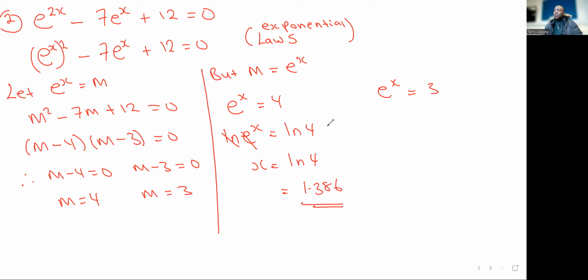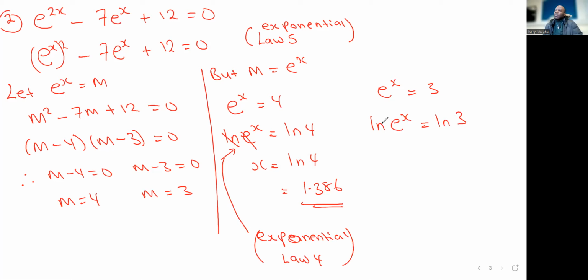So this is law 4 for exponentials. For those that want to solve it, what we applied here is the ln. The same thing we're going to do here: we take the ln of both sides so we can get rid of the exponential. The ln will cancel e, so x will now be equal to ln 3, and that will give you equal to what?